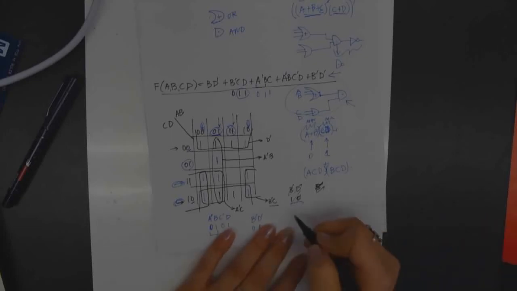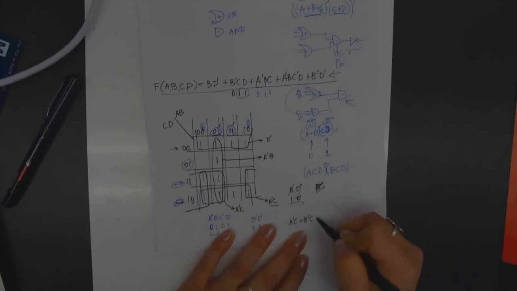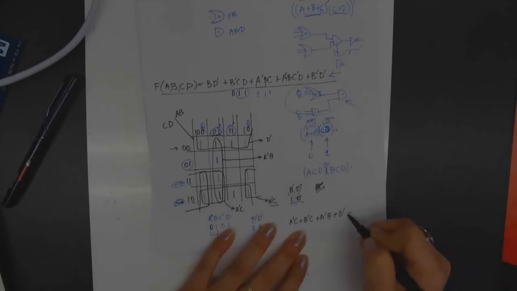So then we've got a simplified expression here, plus A prime B plus D prime. So that's how chapter 7 works.